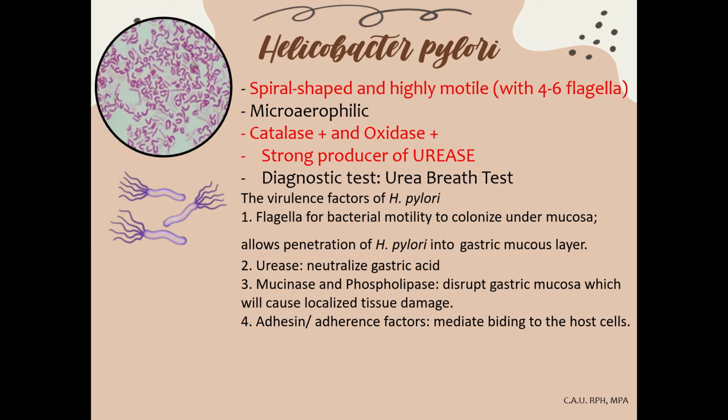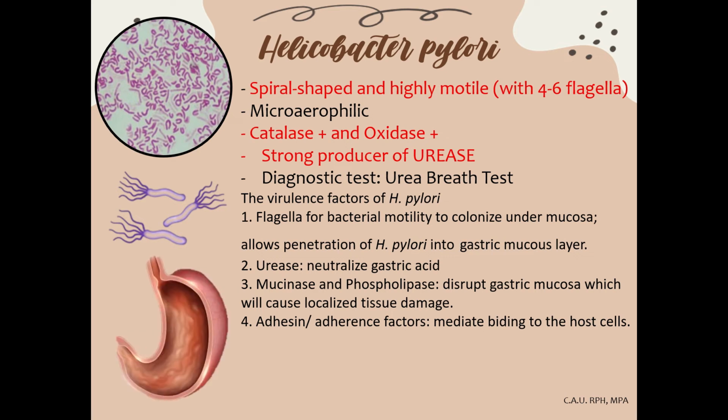How is it affecting its host? The lophotrichous flagella of H. pylori allow them to colonize the gastric mucosa, the membrane of the cavity part of the body, such as the gastric mucosa. And it covers the cavity part of the stomach. Once these bacteria are already on the gastric mucosa, they neutralize stomach acid.